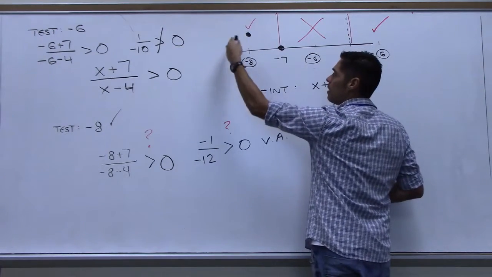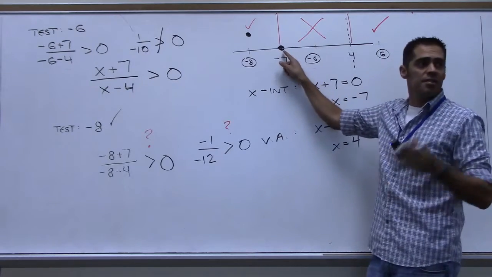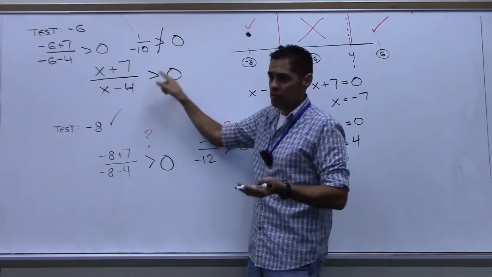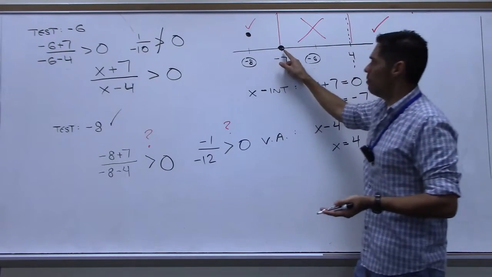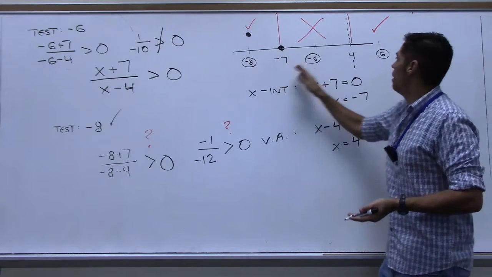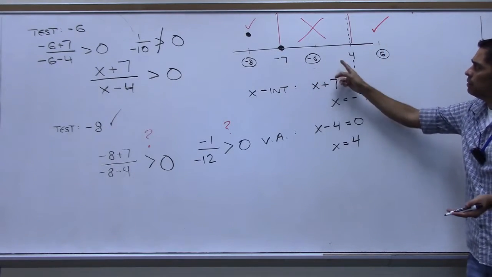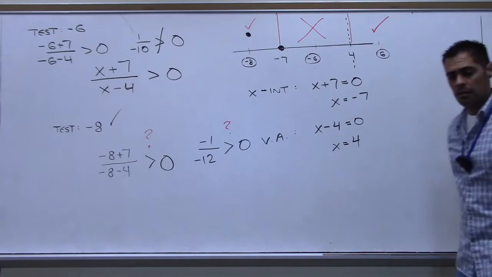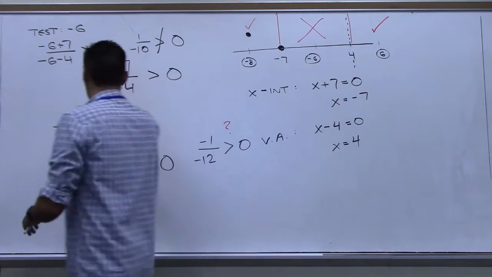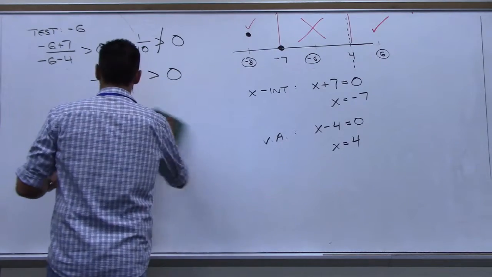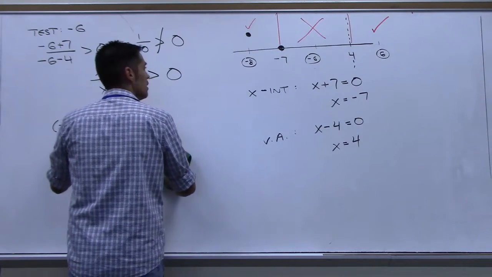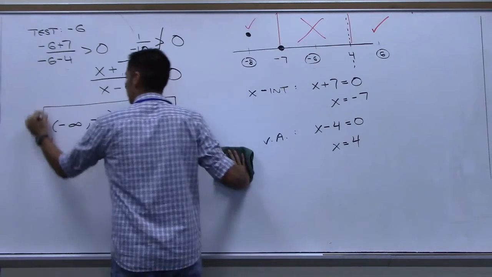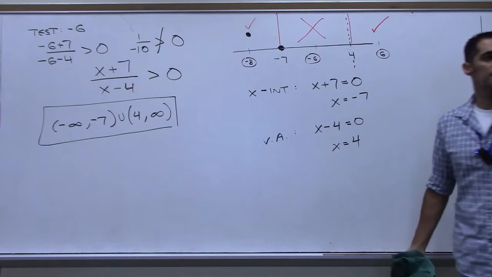So everything over here works. So negative infinity all the way to -7. And you're saying parenthesis, why? Because it was greater than. So this is strict inequality, so we do not want to include the -7 in our answer. And then union from 4, with parenthesis, off to infinity. So the answer is negative infinity to -7, parenthesis, union 4 to infinity. That's it right there. Are there any questions?